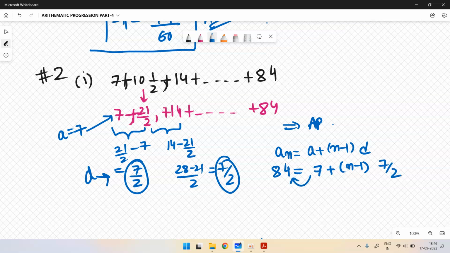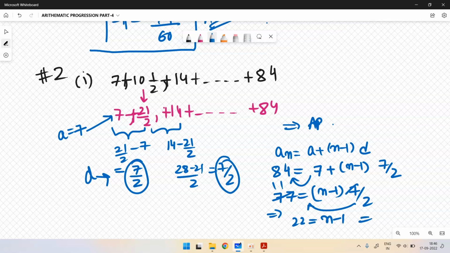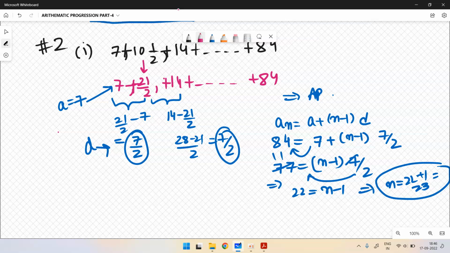Taking this across, 77 equals n minus 1 into 7 by 2. So 7 elevens are 77, which implies 22 equals n minus 1, so n equals 22 plus 1, which is 23. So the value of n is 23. Ultimately, what we need to find is the sum.